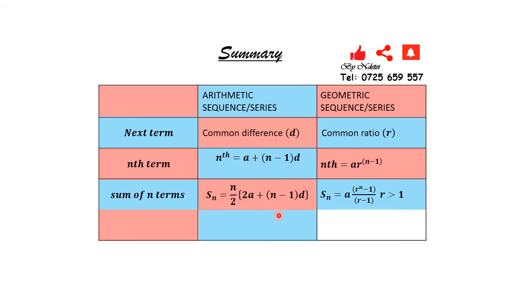However, on the other hand, we have two formulas for the sum of terms in a geometric series. The first one is when the value of r, the common ratio, is a number bigger than 1, then the formula is a, open brackets, r raised to n minus 1, all over r minus 1. However, when the value of r is smaller than 1, then the formula will be the opposite of that, where we have a, open brackets, 1 minus r raised to n, all over 1 minus r.